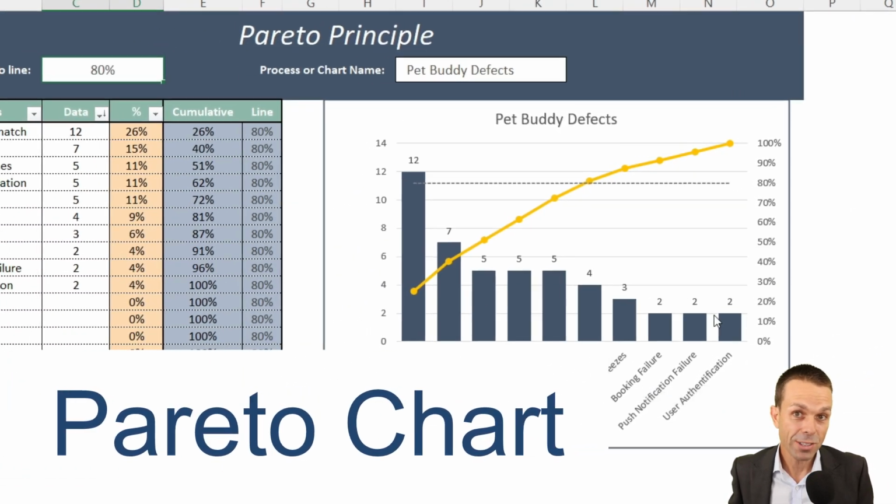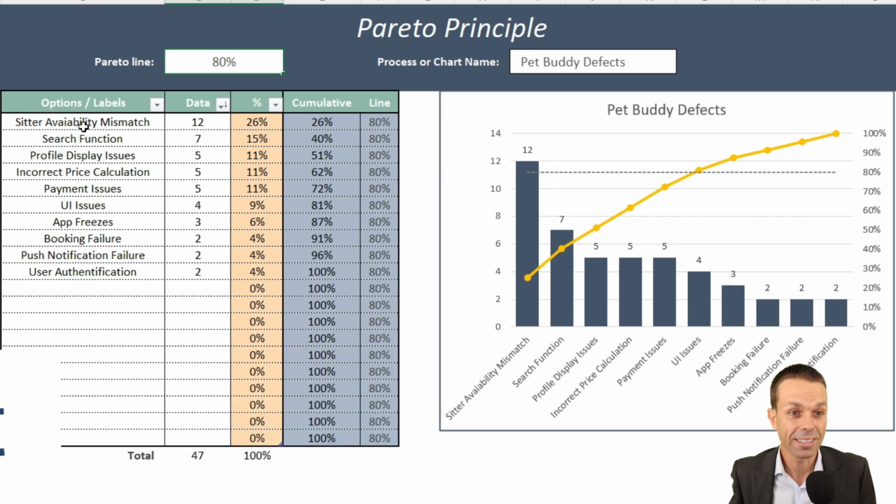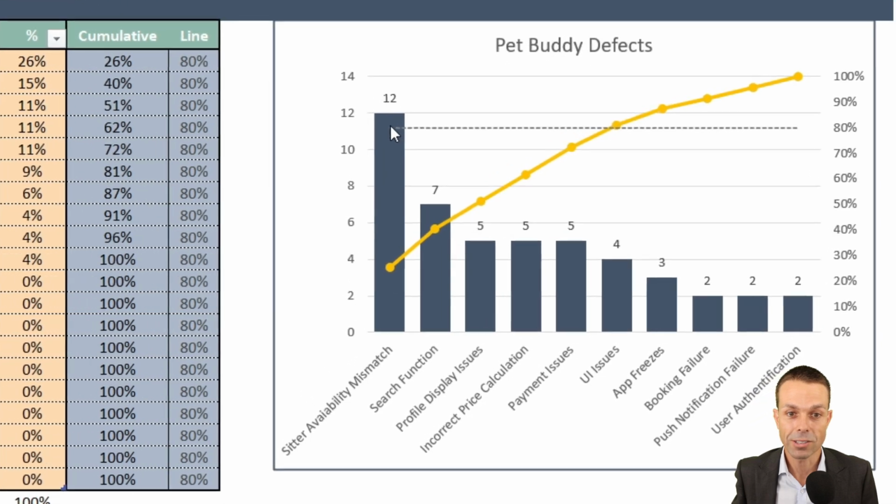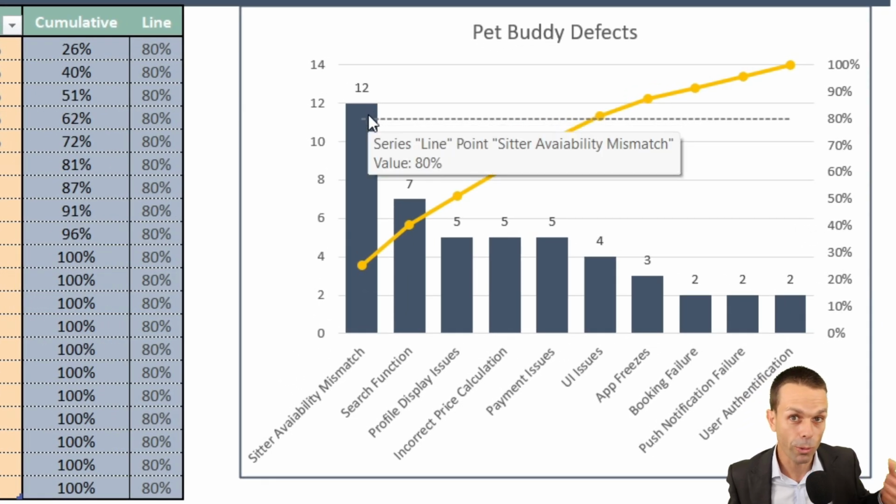Now, a more advanced version of a check sheet is a Pareto chart. And with a Pareto chart, it's the same thing. We're counting those defects down the side here, as you can see. But the real magic here is that we're then sorting them from largest to smallest. So on our Pareto chart with our Pet Buddy defects, we've got the highest on the left here, so we know which one we want to focus on.